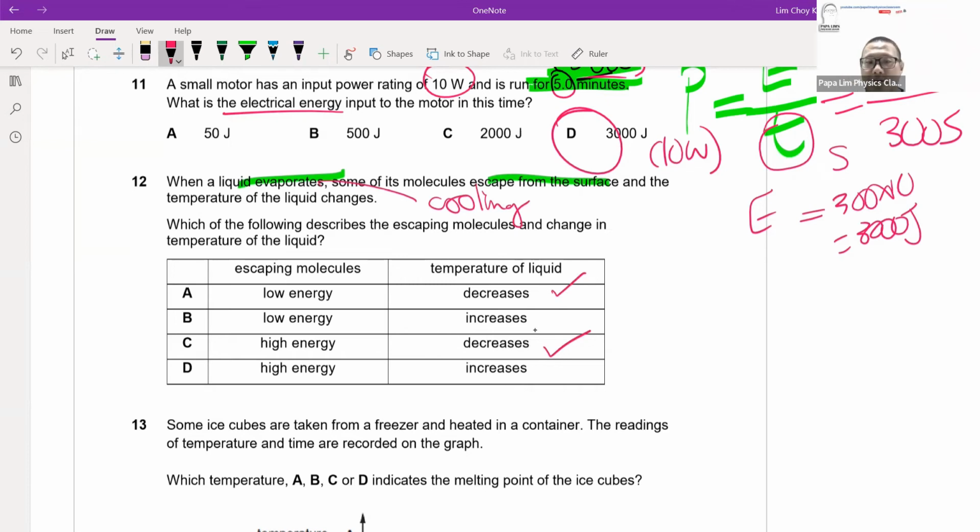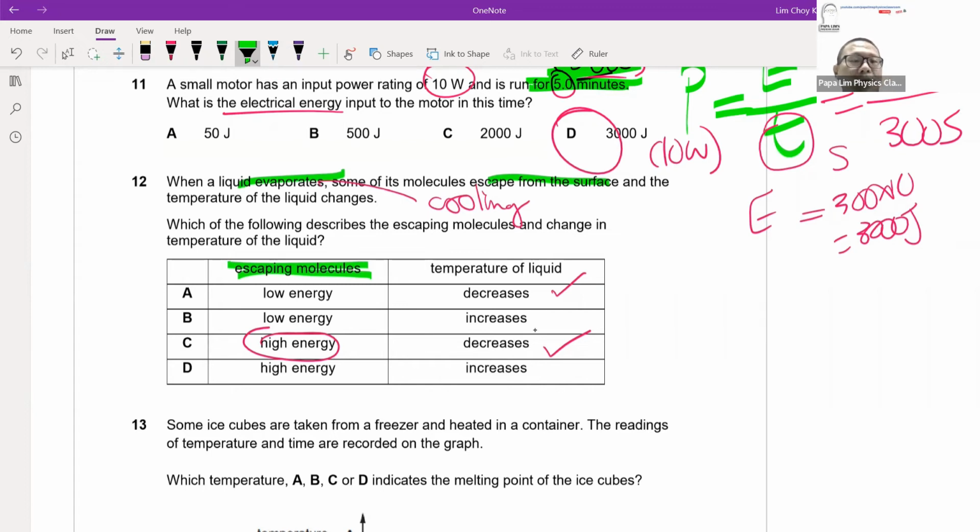So it's either A or C. The escaping molecules are always the higher energy ones. The higher energy molecules are the ones that will escape, and the lower energy molecules will be remaining in the liquid itself. So take note of which section the question is looking for. Sometimes instead of escaping molecules, the question can ask about the remaining molecules. If it's asking for remaining molecules, the energy level will definitely be the low energy.